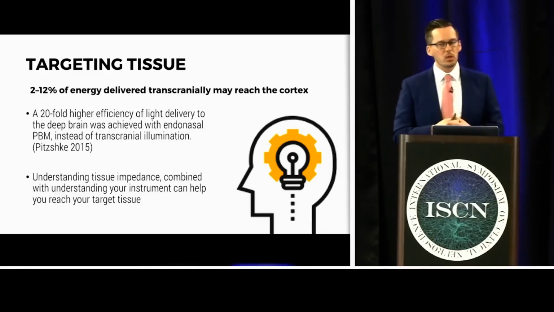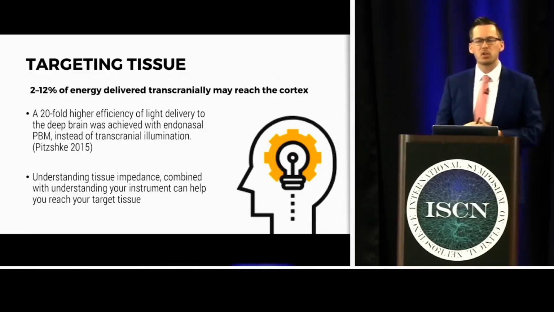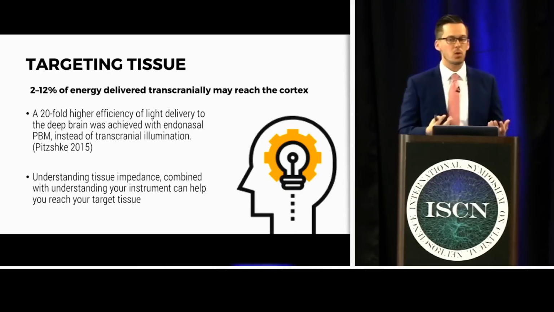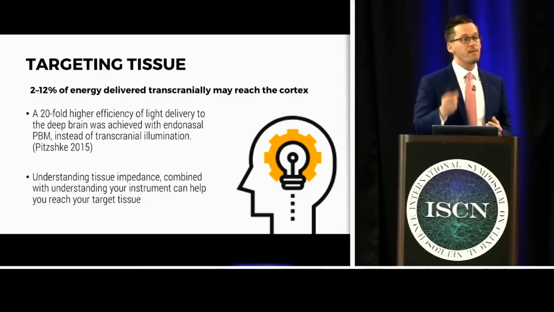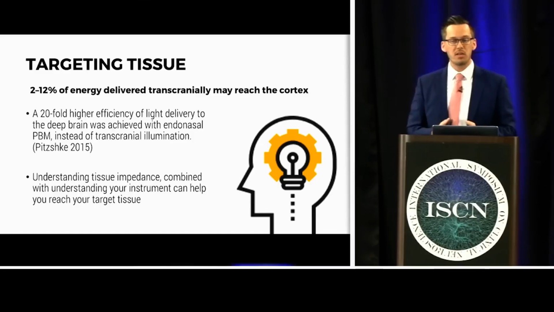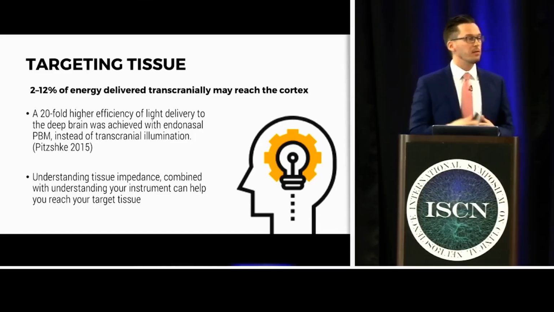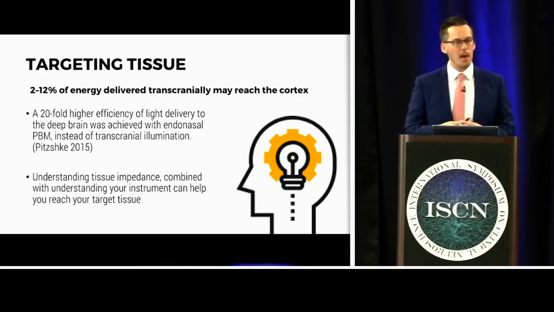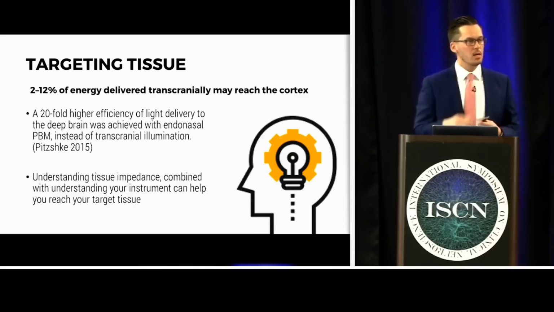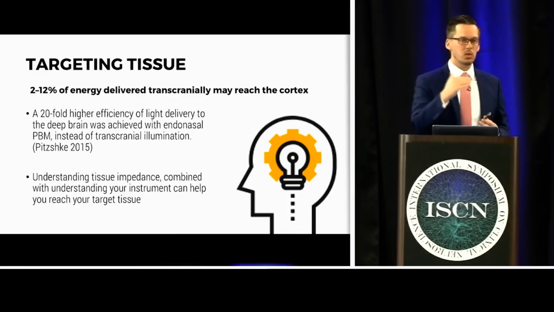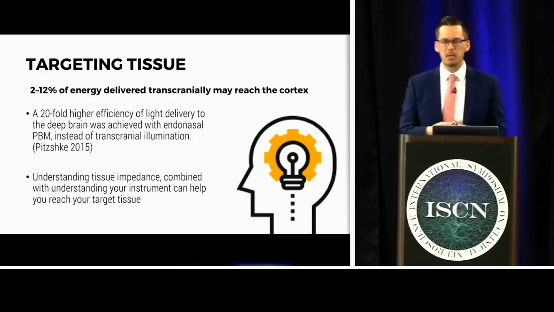So we know that about 2 to 12% of energy delivered transcranially will actually reach the cortex. A 20-fold higher efficiency of light is delivered through the sphenoid, so intranasal. You'll see some applications of intranasal light. 20 times more gets through the sphenoid because the sphenoid is not as big.